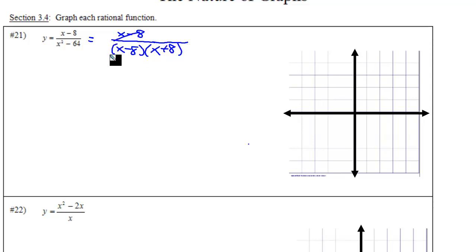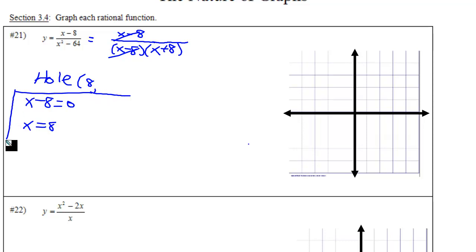We can cancel the x minus 8s. As soon as you do canceling, you should write down "hole," and you should take whatever you canceled and set it equal to 0. There's going to be a hole in the graph at x equals 8. That's the x value. There also has to be a y value.